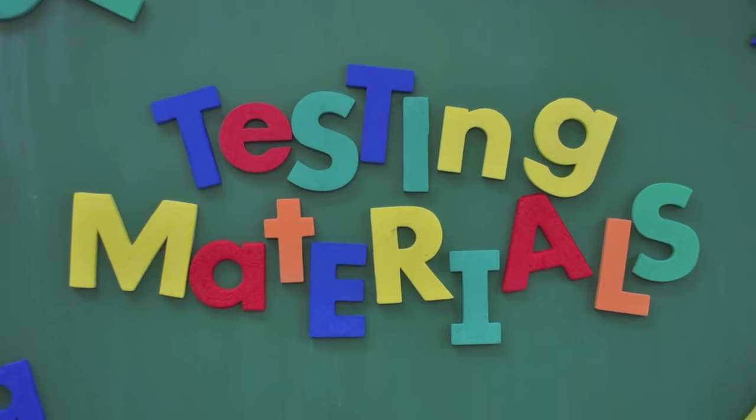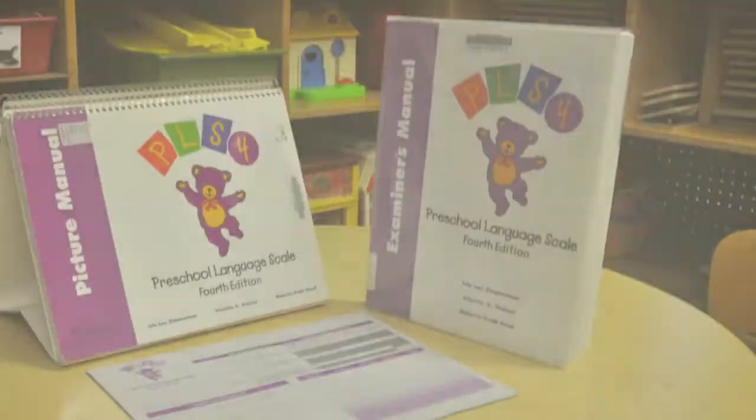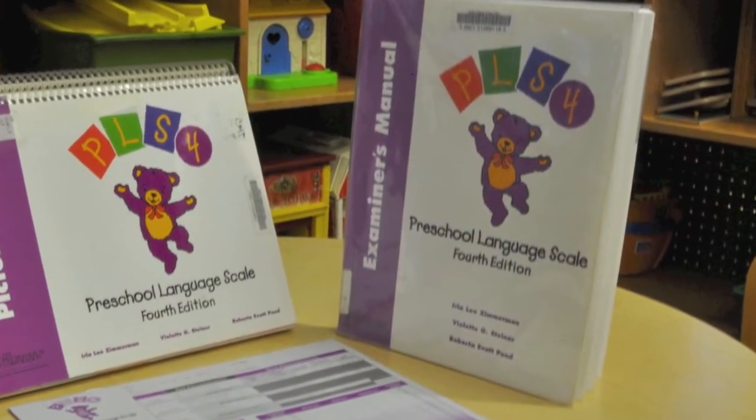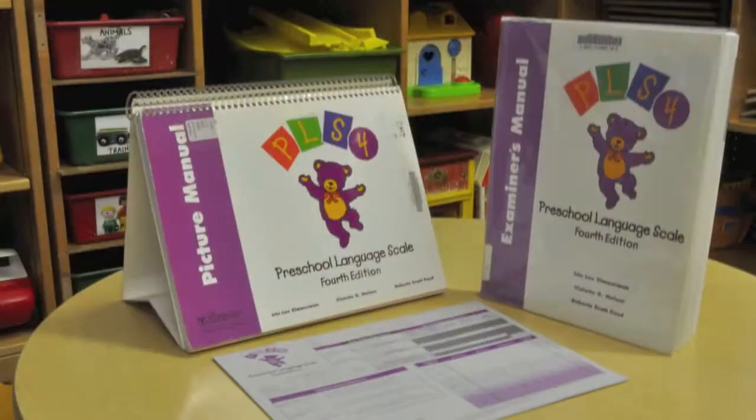Testing materials. The testing materials include examiner's manual, picture manual, record form, and manipulatives. Examiner's manual. The examiner's manual contains detailed information about administration, scoring, and interpretation procedures. It also contains information about research, test development, and technical qualities.